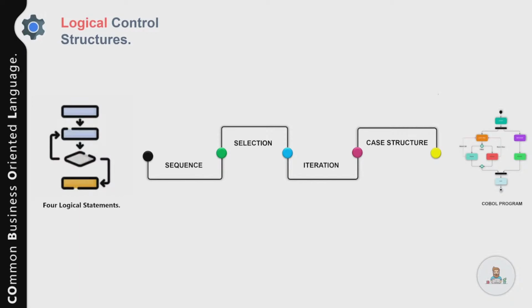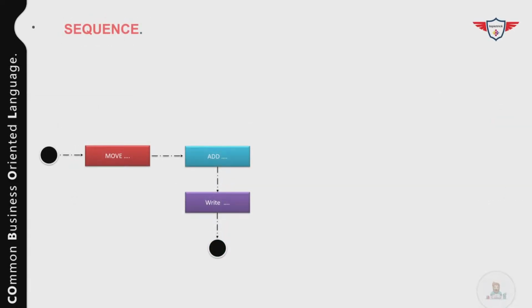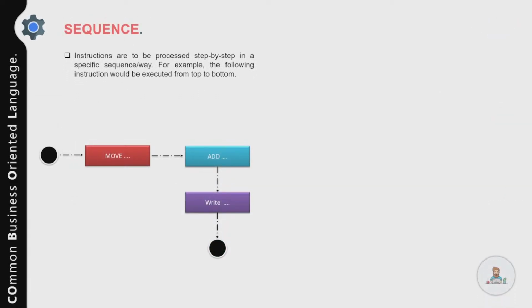So the four logical control structures are sequence, selection, iteration, and case structure. Now let's talk about each category one by one so that you can understand the terminology, and then we're going to look into how you can implement that in your COBOL program. So the first one is sequence.